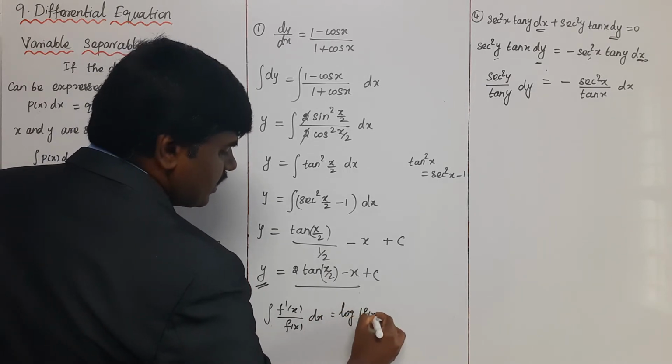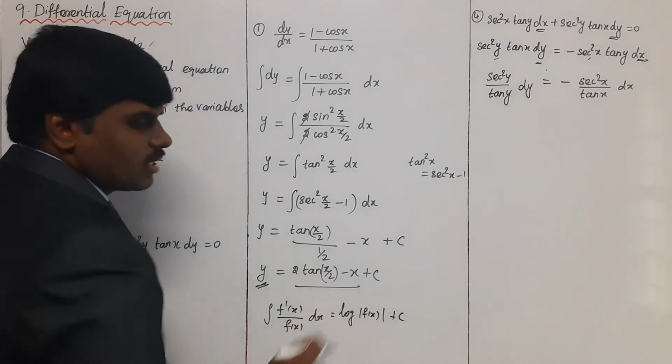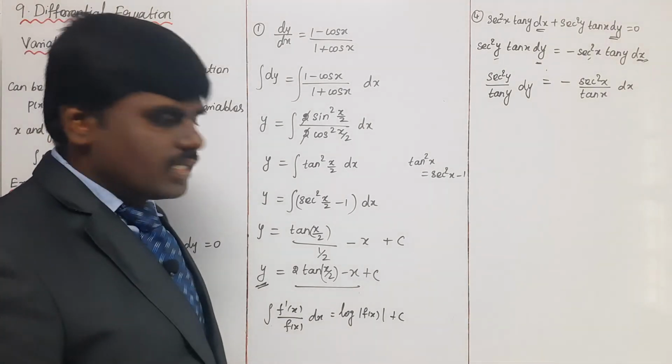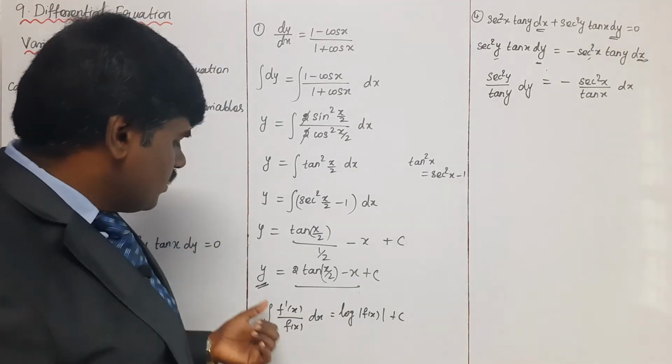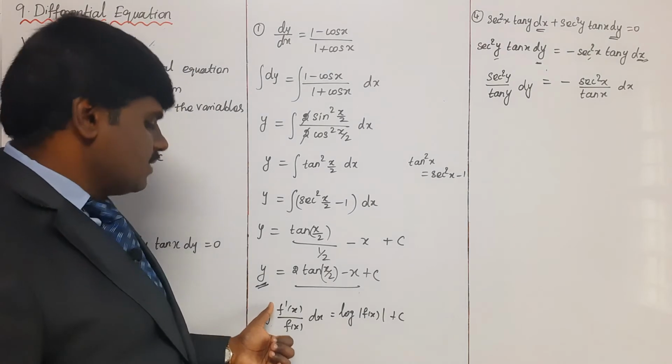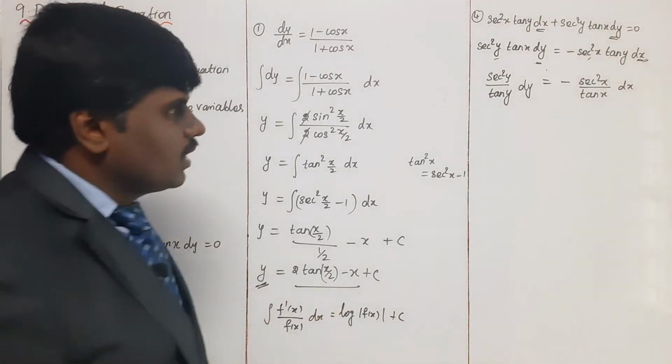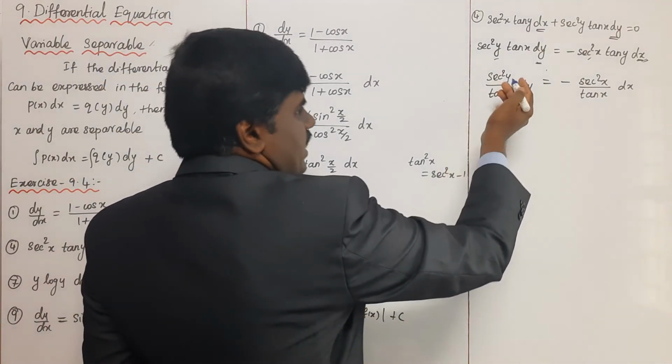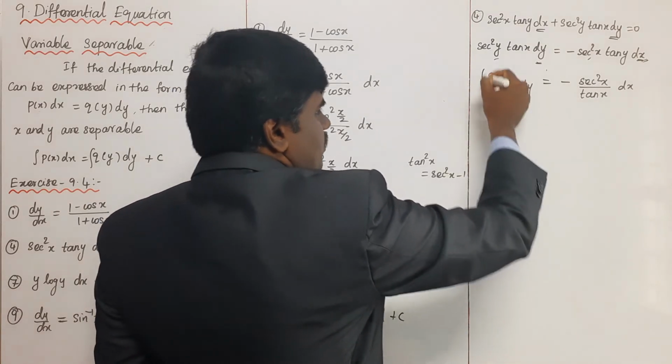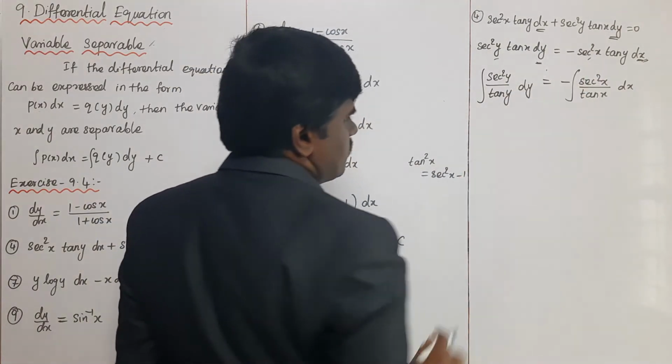That is, we put a modulus here because the logarithmic function cannot be defined for negative values. That purpose only we put the modulus. So the integration of f dash of x by f of x is equal to log of f of x. Now you can segregate the x term and y term, integrate, and take the minus also.